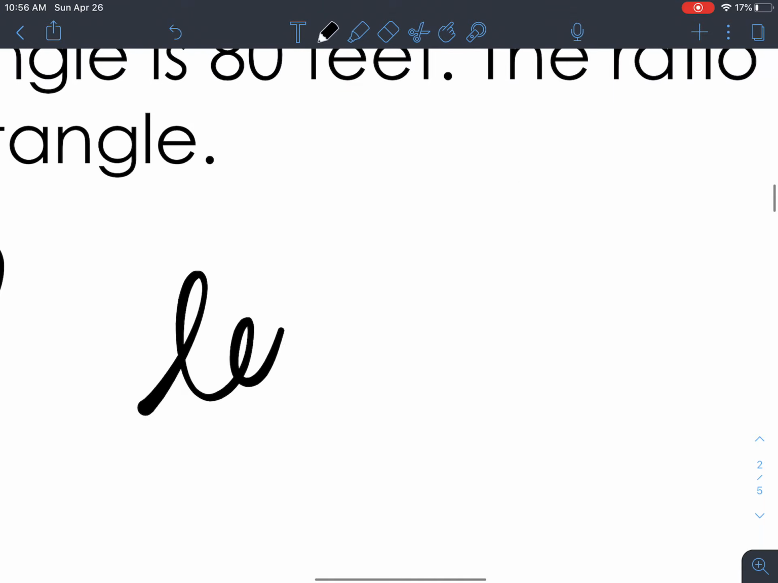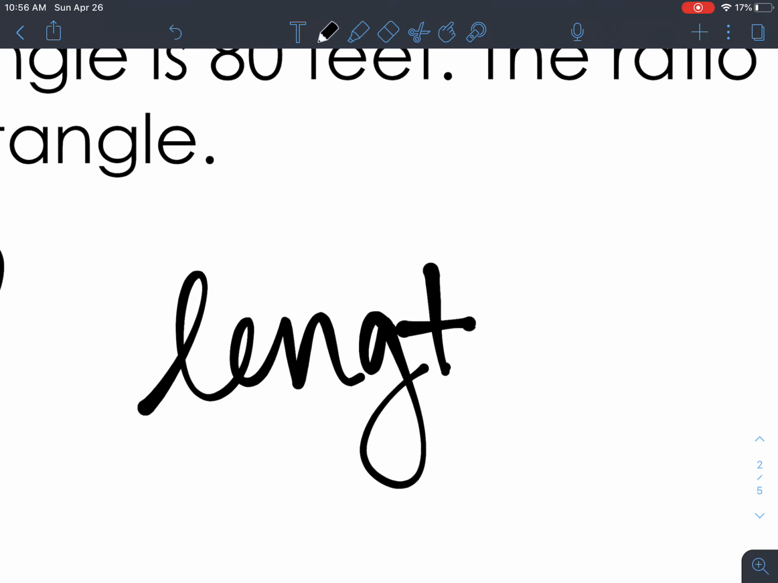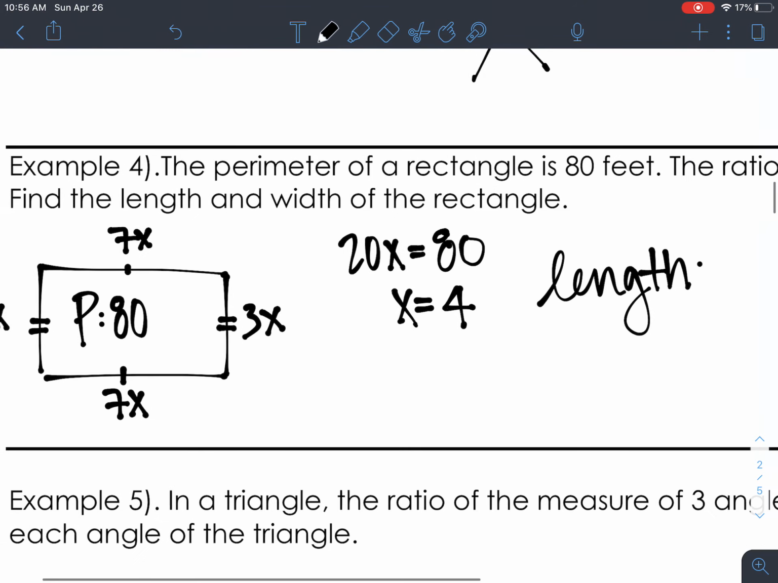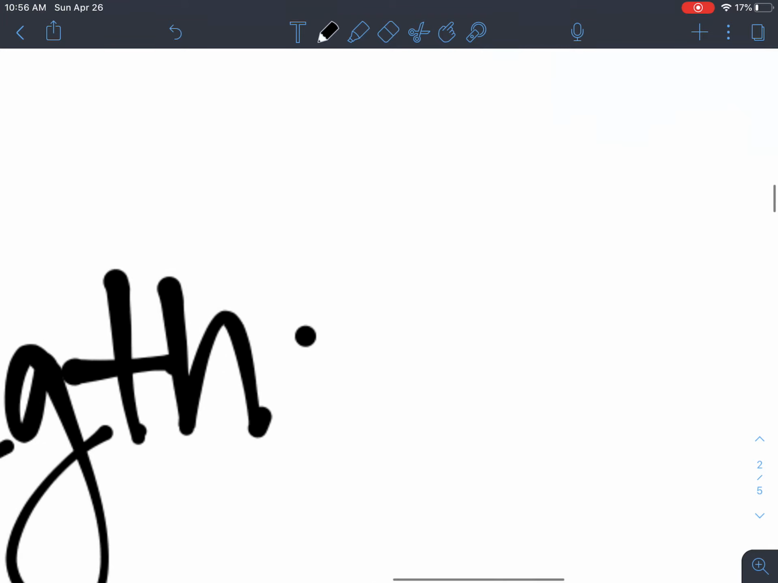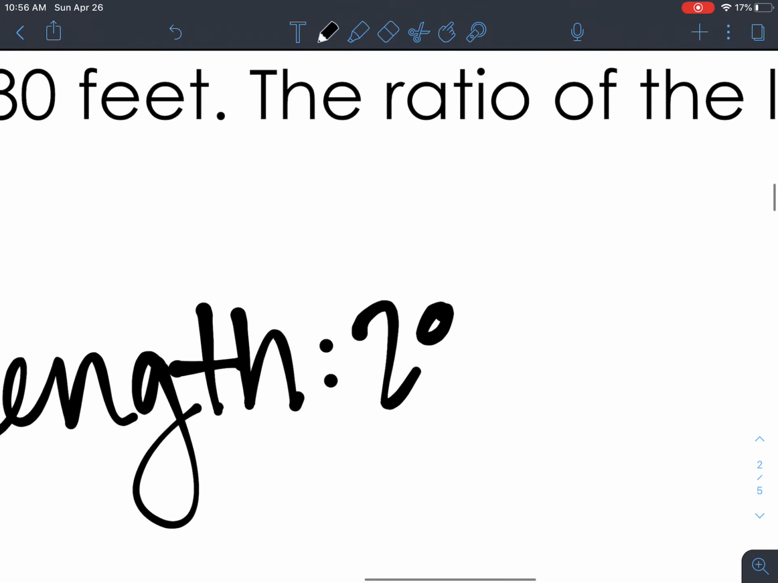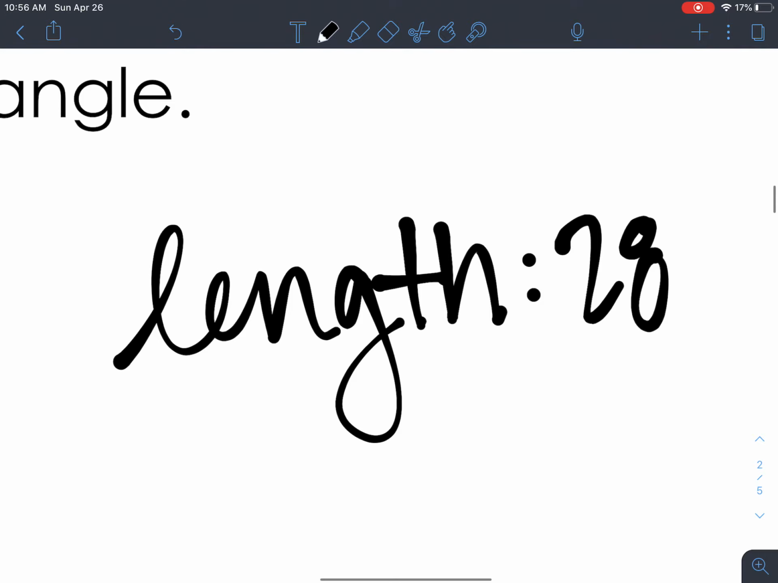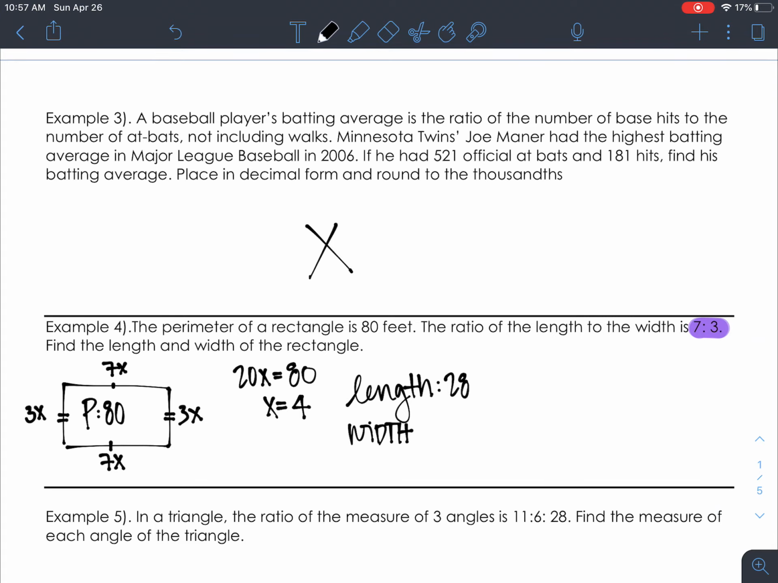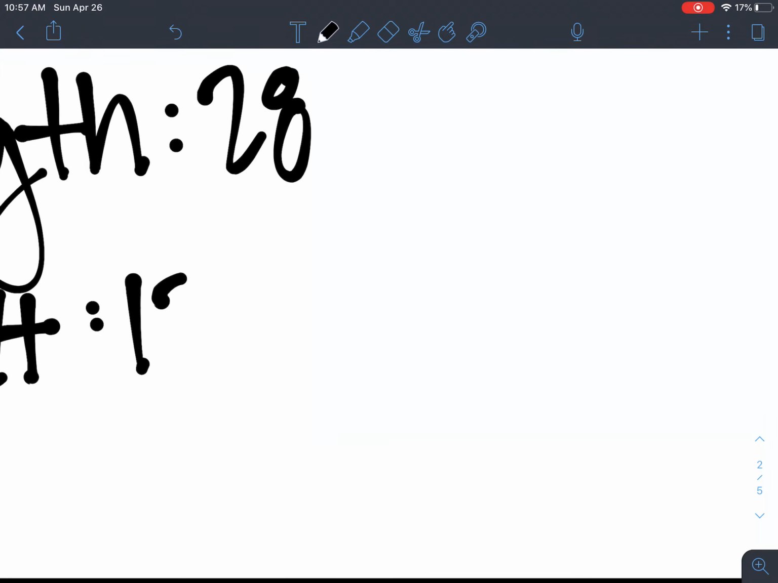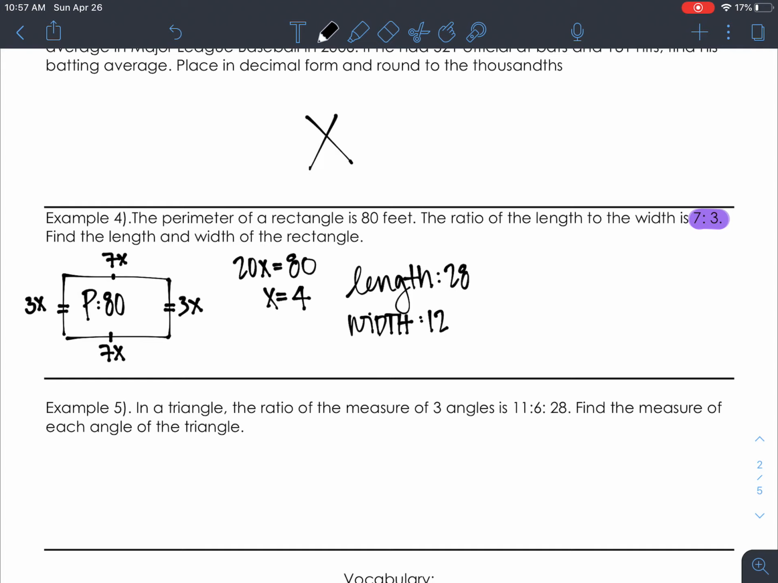So for the actual length, all you're going to do is take that 4 and multiply it times the 7. And so 4 times 7 gives you 28, okay? And then for your width, 3 times 4 is 12. And that's your final answer.